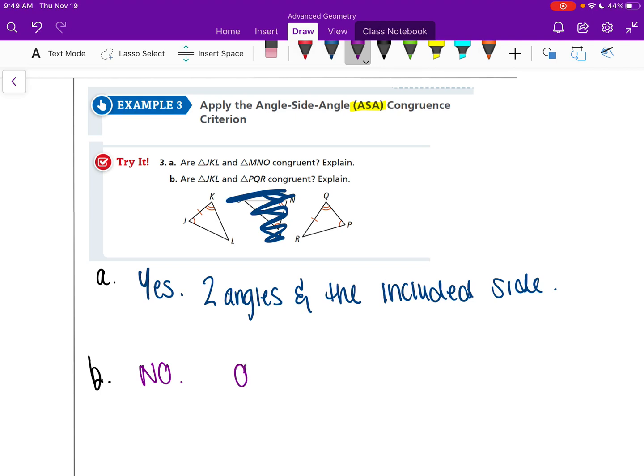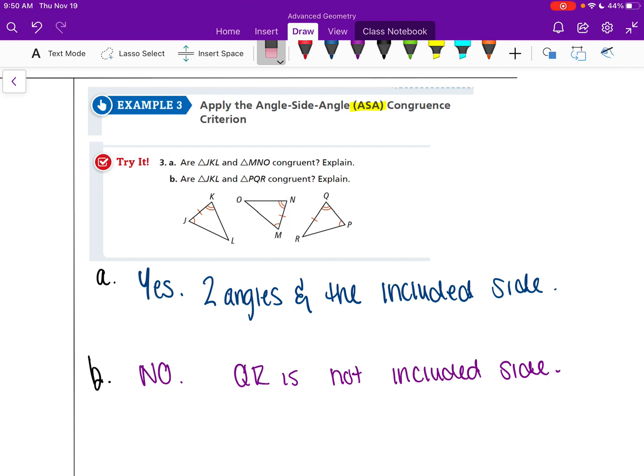And that's because here in that triangle, QR is not the included side. And that's what information we have for JKL. There isn't enough information to tell if they're congruent. We would need to know that QP is congruent to JK. But we don't know that, so we can't say for sure.